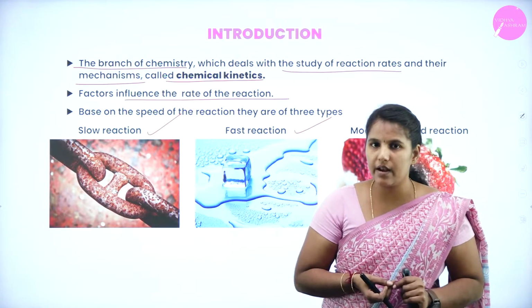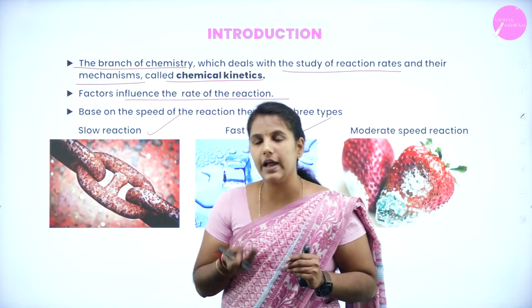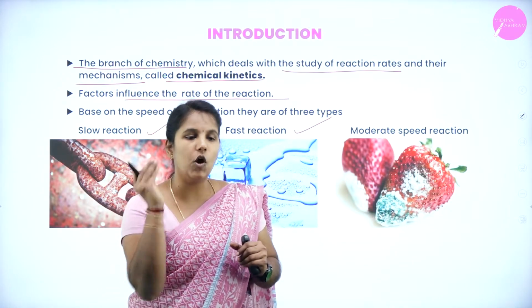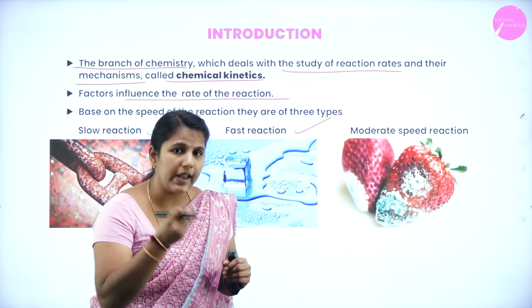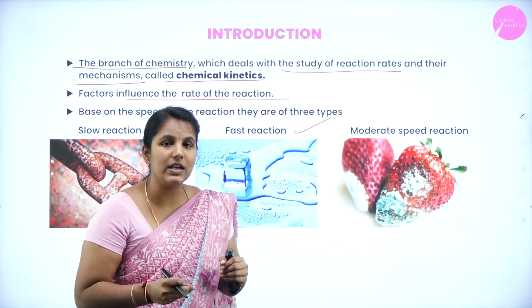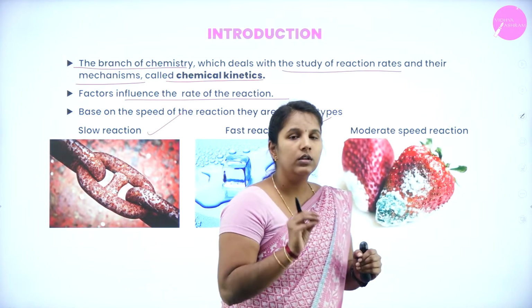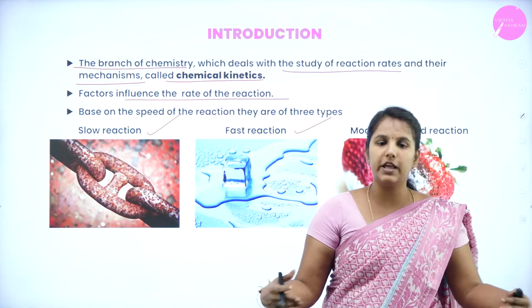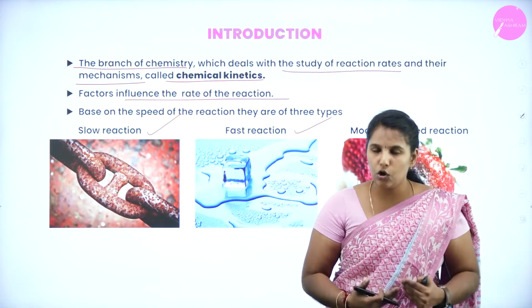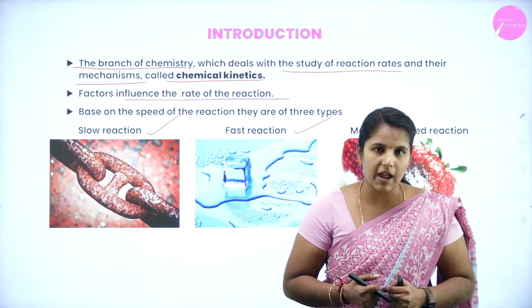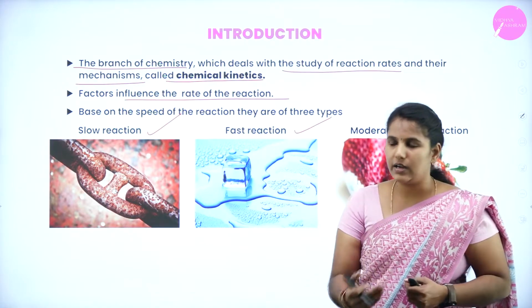So, what is chemical kinetics? Remember, chemical kinetics is a branch of science where you are going to study the reaction rate, at what speed the entire reaction is happening. Not only that, you are also going to understand the factors which influence the reaction rate, and there are 3 types of reactions based upon the speed of the reaction: fast reaction, slow reaction and moderate reaction. One example I have listed on the slide and hope you all understood.